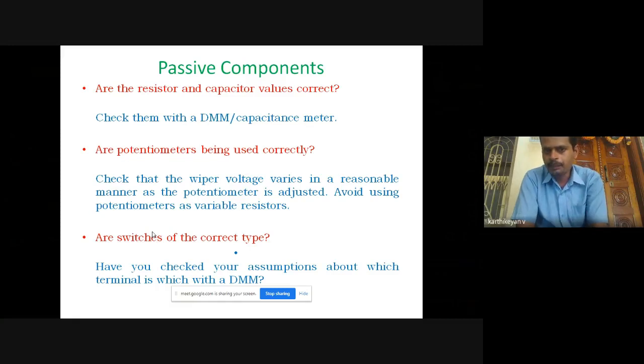Are the resistor and capacitor values correct? If the values are not correct, then the circuit will not work properly. You have to check those values with the help of a multimeter. Second one, are the potentiometers being used correctly? You have to check that the wiper voltage varies in a reasonable manner as the potentiometer is adjusted. Third one, are the switches of the correct type? You have to check. Have you checked your assumptions about which terminal is which with a digital multimeter?